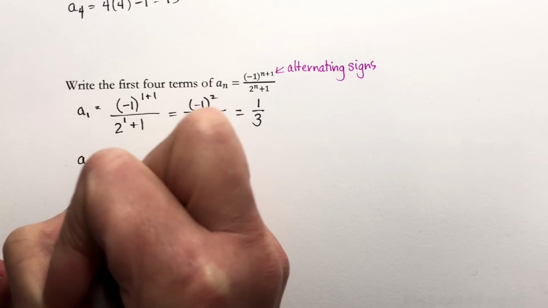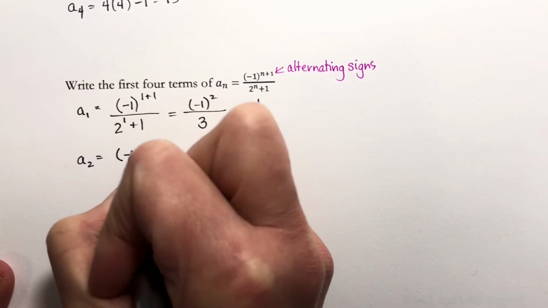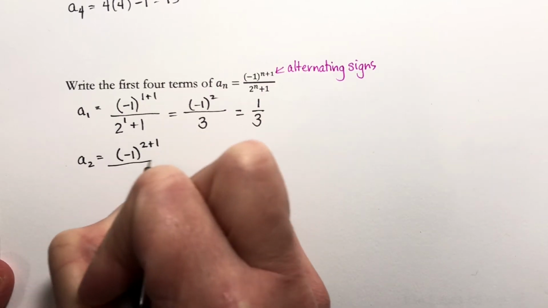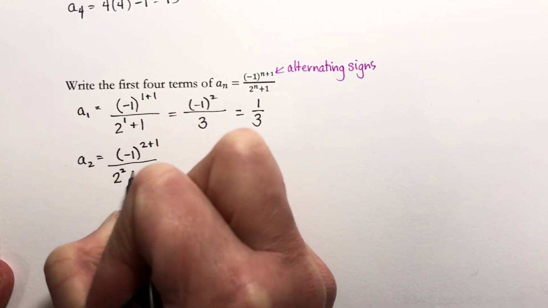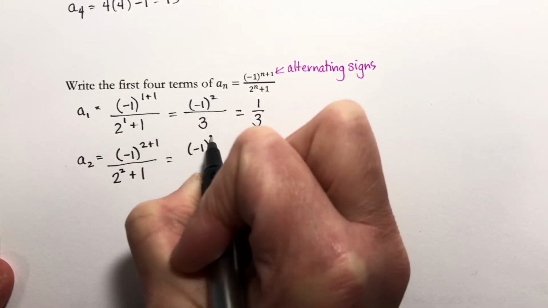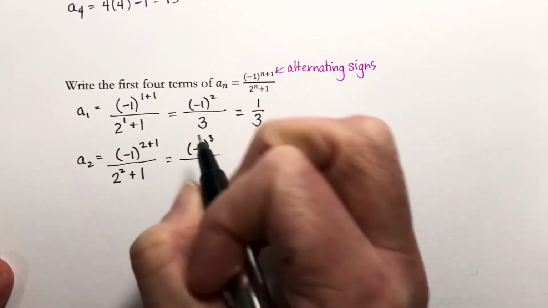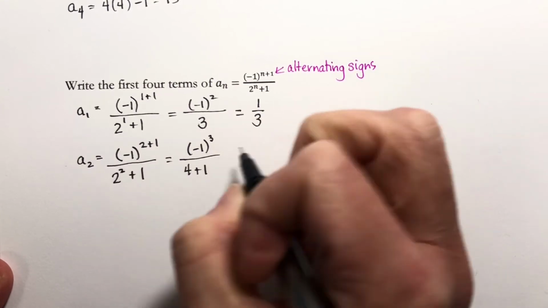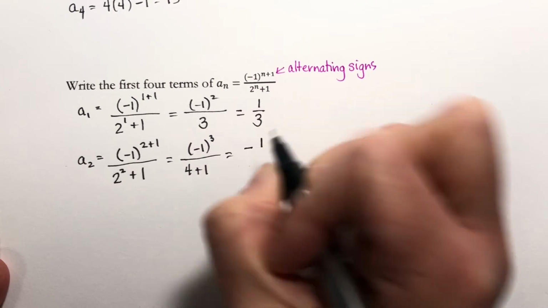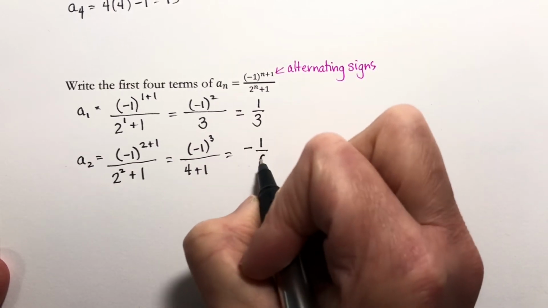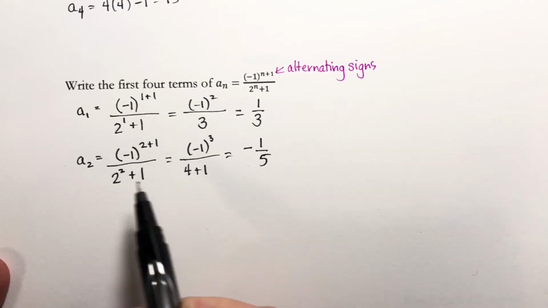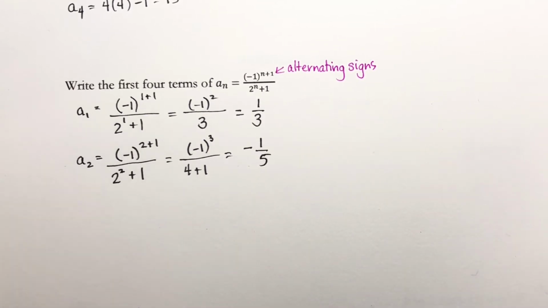Let's find a sub 2. This will be -1 raised to the 2 plus 1 over 2 squared plus 1. So this is -1 cubed over 4 plus 1. -1 cubed is going to be -1. 4 plus 1 is 5. Remember, with a fraction, your negative can be in the top, it can be in the bottom, or it can be off to the side. They're all the same values.